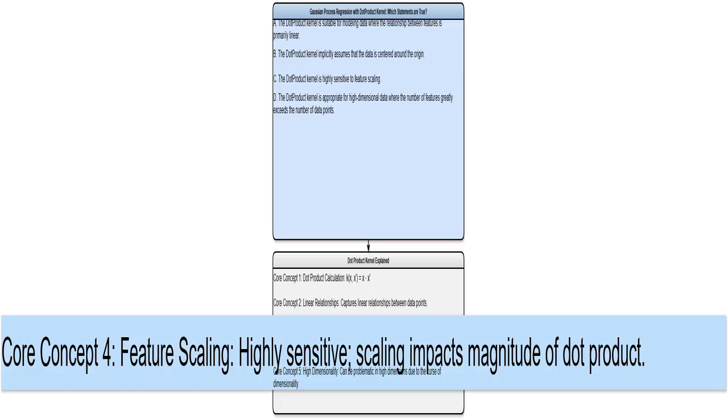I'm very sensitive to how much my features vary. If one feature is much larger than another, the larger one will dominate my results, possibly hiding the true relationship between features. So, consistent scaling of features is essential.